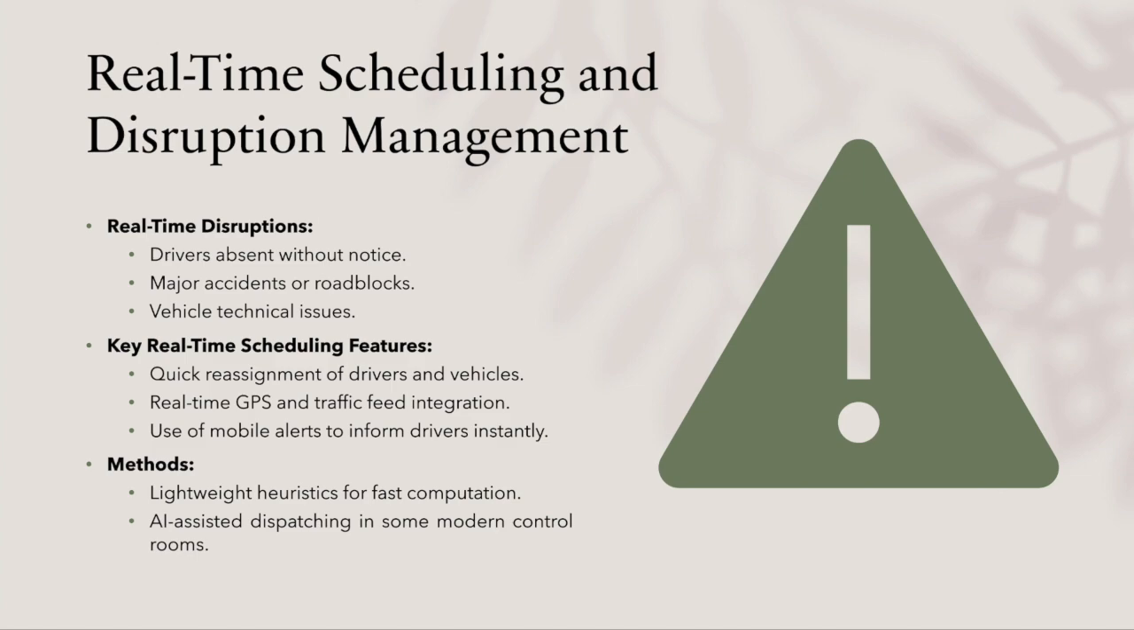Modern control rooms use mobile alerts to notify drivers immediately about the changes, allowing them to adapt quickly. So in this type of situation, the key is speed and practicality. You need to make quick decisions without trying to optimize for perfection, like the lightweight heuristics we discussed earlier, combined with AI-assisted dispatching to help the system adapt on the fly. That minimizes disruptions and ensures service continuity.